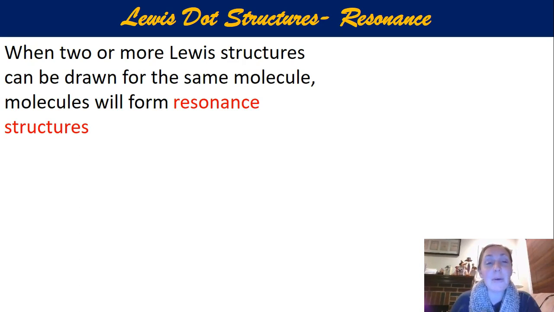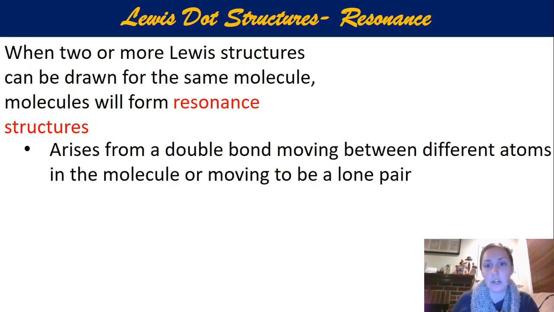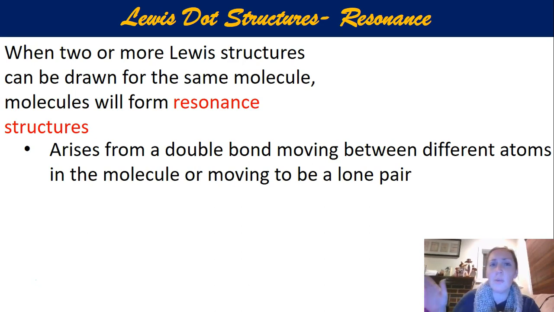So the next thing we need to talk about is resonance. So resonance is when two or more Lewis structures can be drawn for the same molecule, and they're both correct. Just where do you pick? And when you have multiple ones, that's called resonance structure. So it arises from a double bond that moves between different points within the molecule. Sometimes that double bond will actually pop those electrons onto an atom as a lone pair in transition of going to another place to be the double bond.